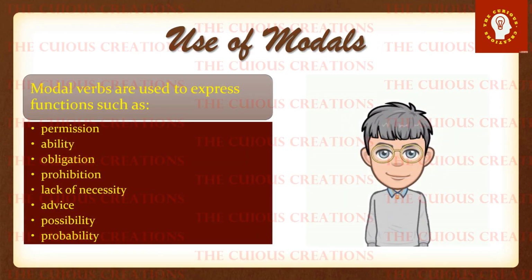Modal verbs are used to express functions such as permission, ability, obligation, prohibition, lack of necessity, advice, possibility, probability. There is a fair chance that a number of modals can be used to express the same feelings, then it becomes a matter of mood of the statement, or the urgency of it. The probability and possibility are often confused with each other, we must heed their actual sense, rather than their literal meaning.